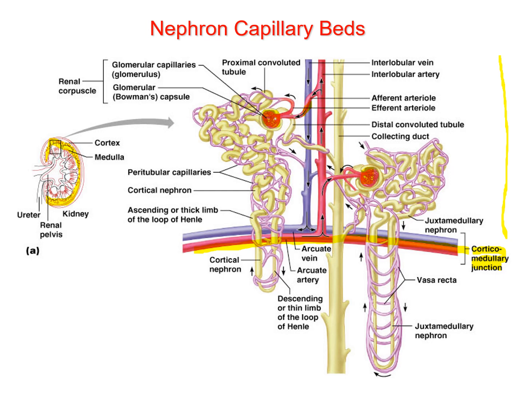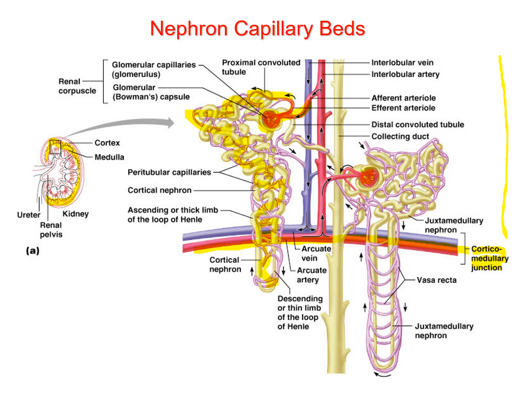This is the incoming afferent arteriole, then the glomerulus, which is a capillary bed, and then the efferent arteriole, which then goes on to form the peritubular capillaries all around the tubular duct system.